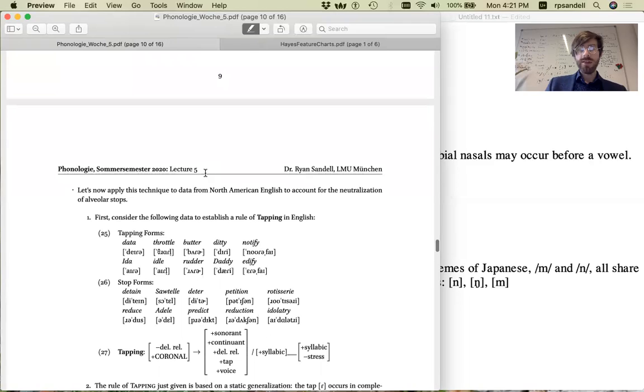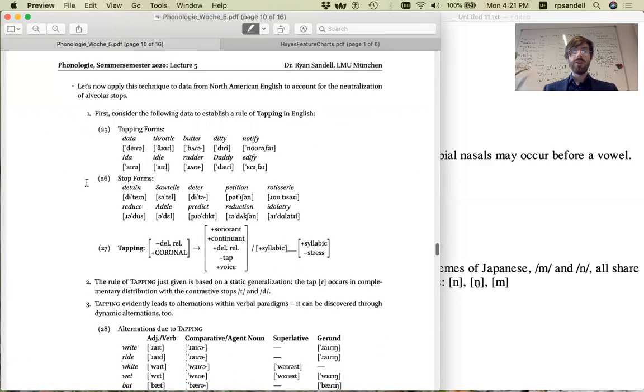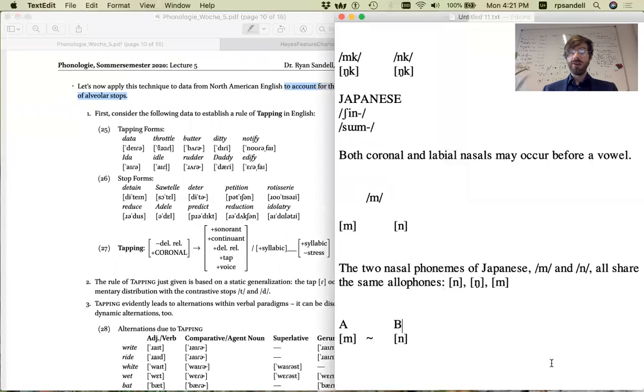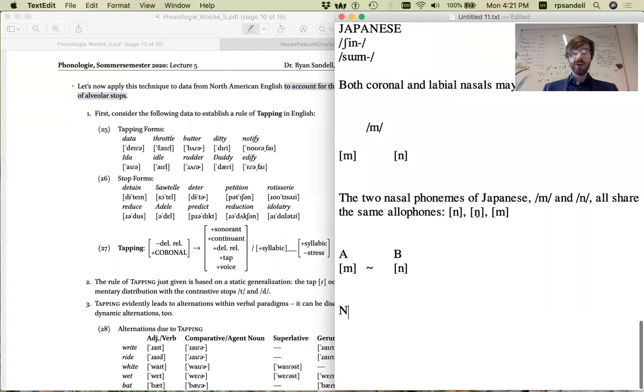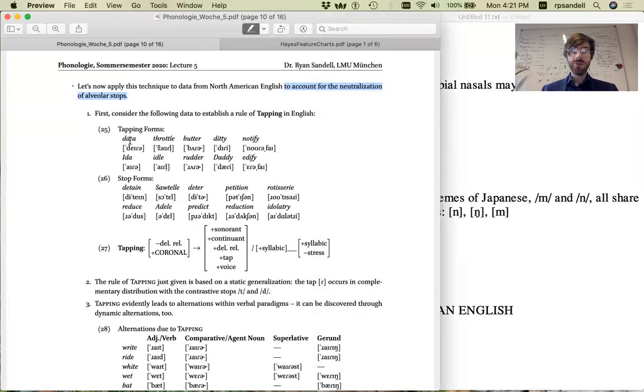Okay, so I'd like now to illustrate this technique using some other data from North American English. And here we're going to use it to account for the neutralization of some alveolar stops. So now to North American English. And our interest concerns the alveolar stops, the voiceless stop ta and the voiced stop da, which are neutralized in some environments.